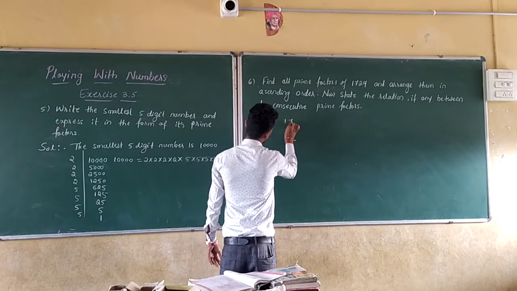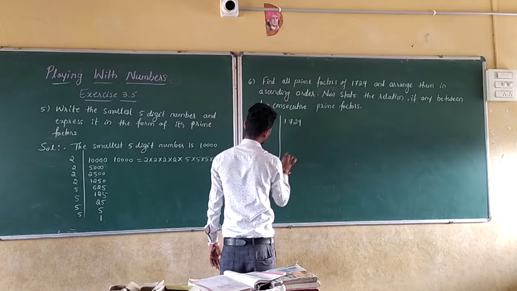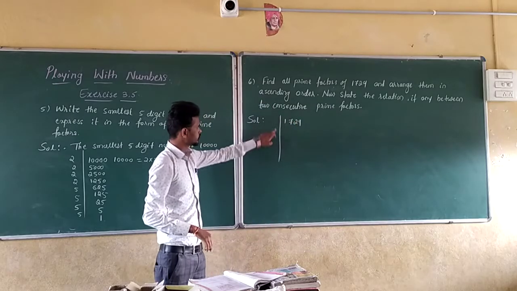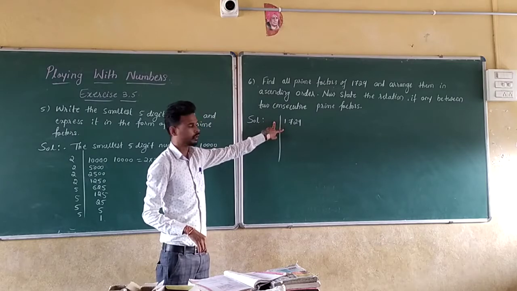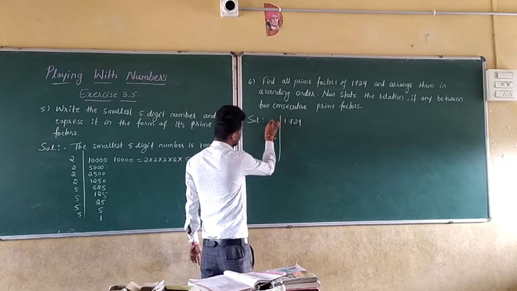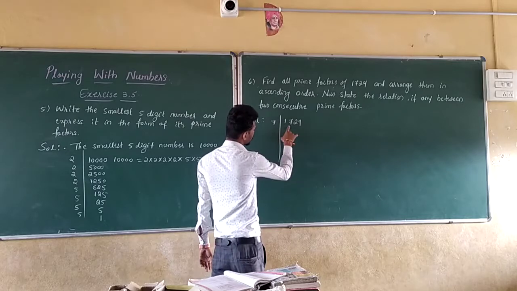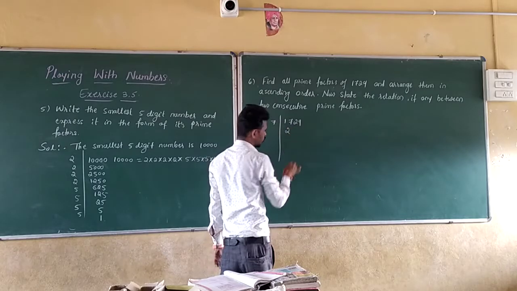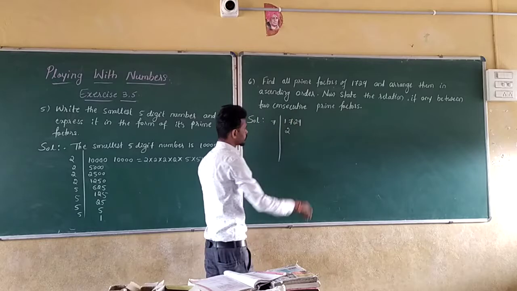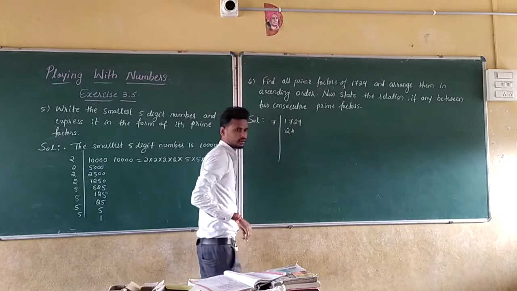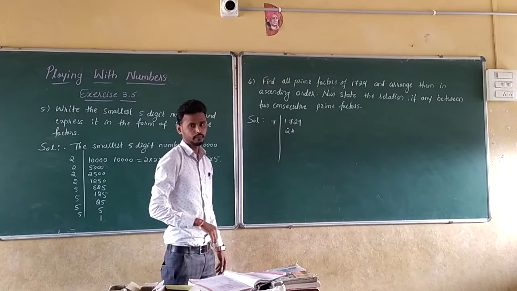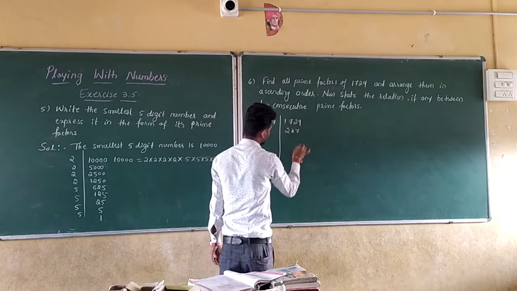First, find the prime factors. So this one is not divisible by 2. Next, by 3, no. By 5, no. Next prime number is 7. Let us see. So 7 2s are 14, 3 remain 32. 7 4s are 28, 4 remain 49. 7 7s are 49.